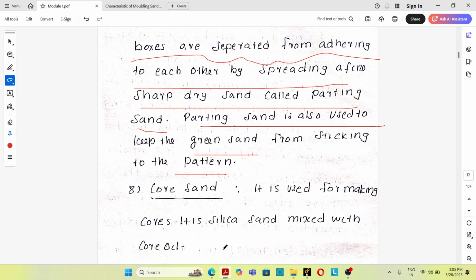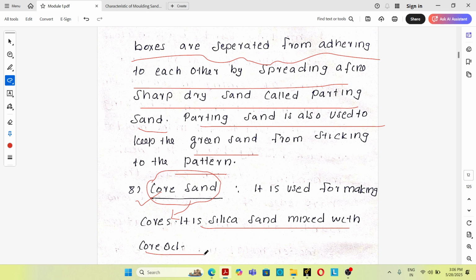And the last classification is core sand. Core sand is commonly used for making mold cores. So what's the purpose of a mold core? A mold core is always used for making hollow castings. So core sand is used for making mold cores. It is silica sand mixed with core oil. Commonly silica sand plus core oil is used for making core sand.